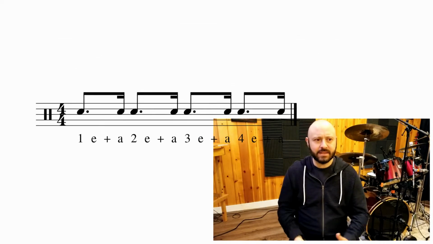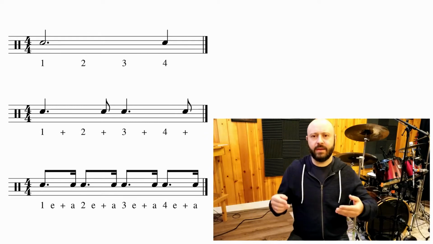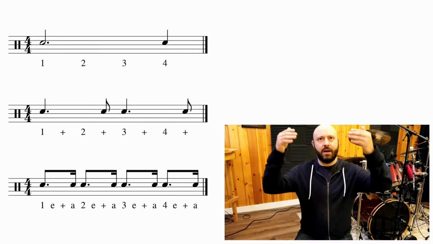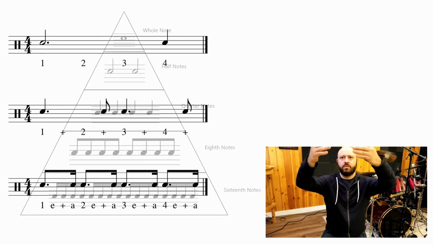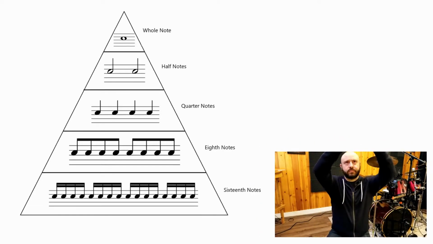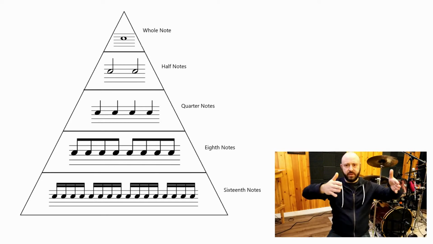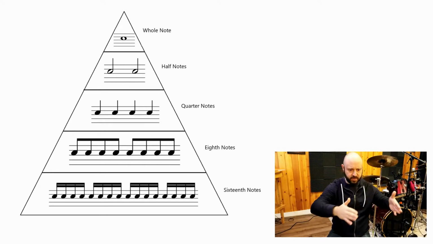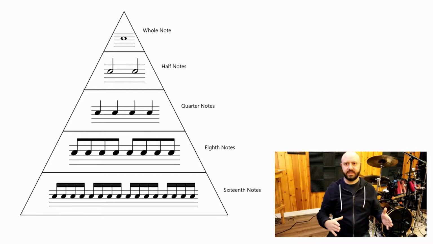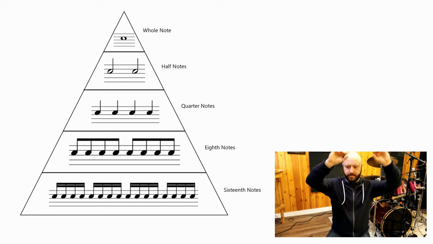So for me, this is a little bit easier to comprehend when I think of the table of time and how each level is on its own tier, like a pyramid. So if we start with the whole note, we split it into two half notes. The half notes split into quarter notes, split into eighths, split into 16th notes, and each of those is its own tier, like a pyramid.